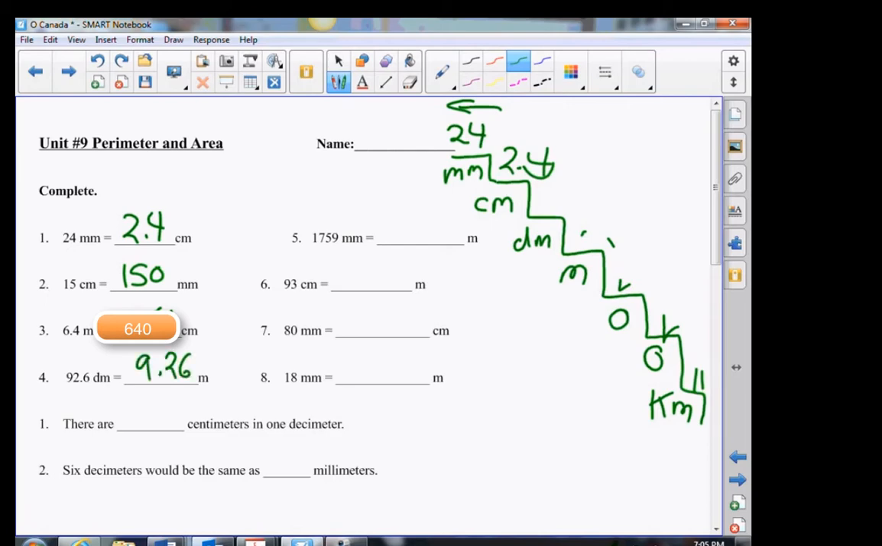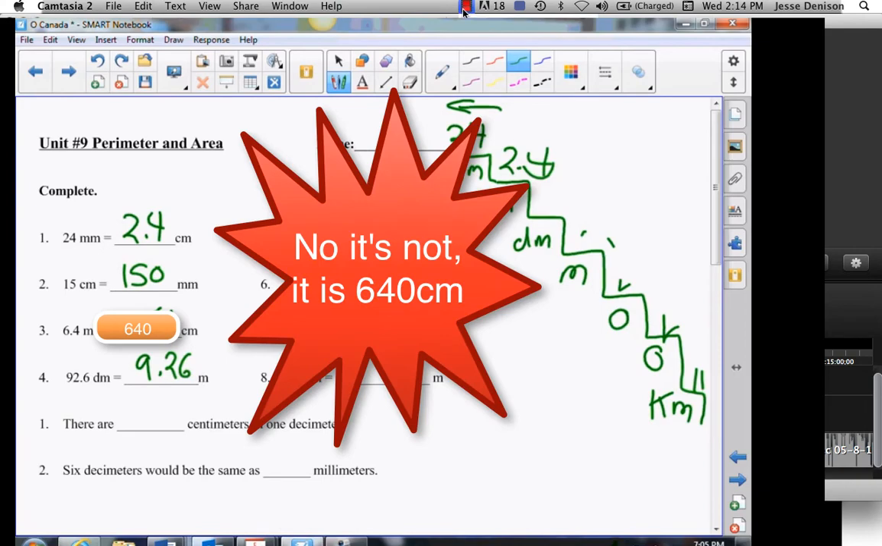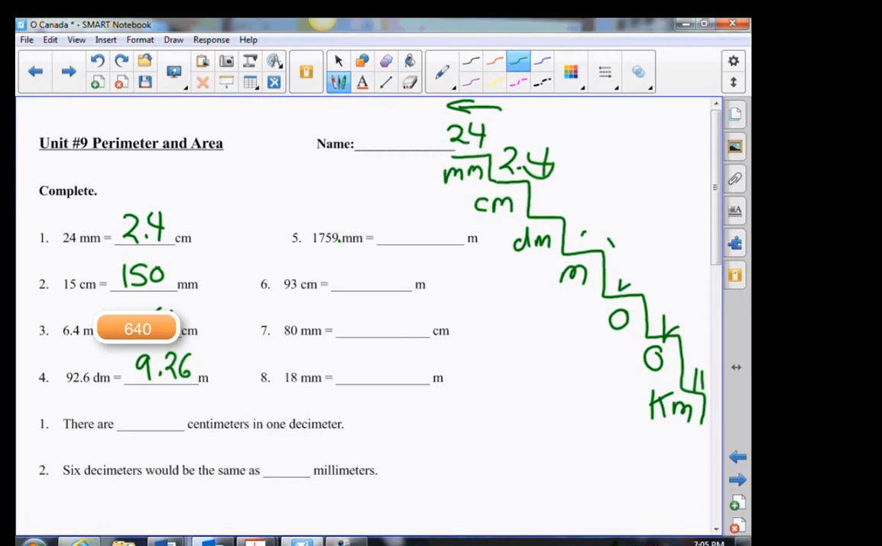6.4 meters is 0.064 centimeters. 92.6 decimeters equals 9.26 meters. Now this one, 1,759 millimeters, well, it goes down the stairs 3 stairs to meters. Well, then it moves 3 place values to the left.